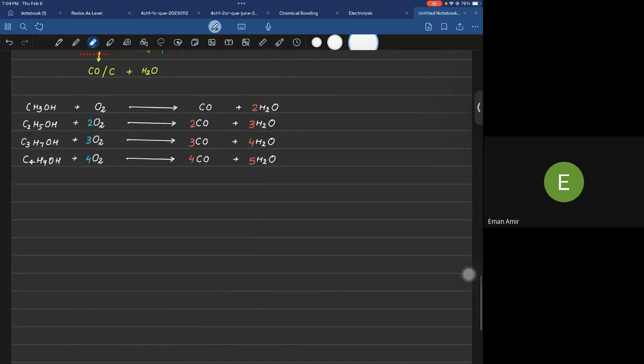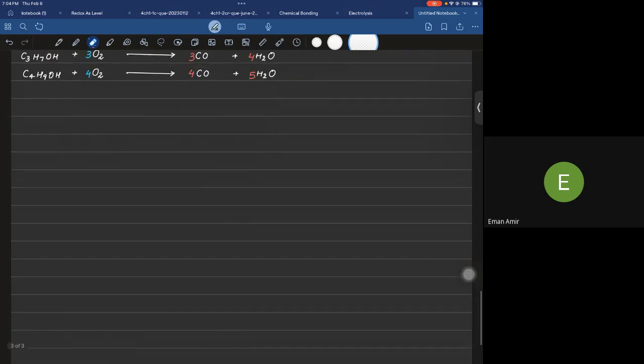I also told you, if the examiner asks after incomplete combustion that you have a solid product, then you can say carbon solid would be produced. Carbon solid would be produced if they say that the solid product is going to be formed. So today we are going to discuss preparation of alcohols.